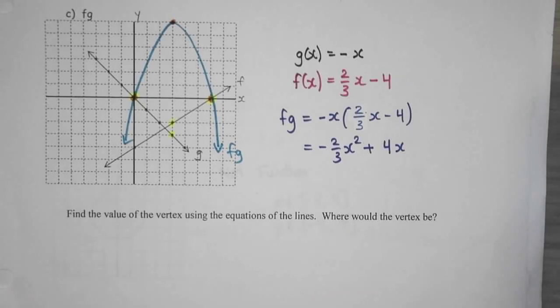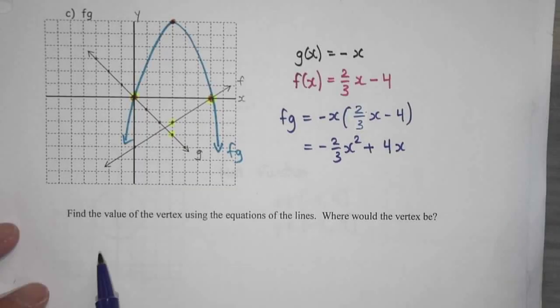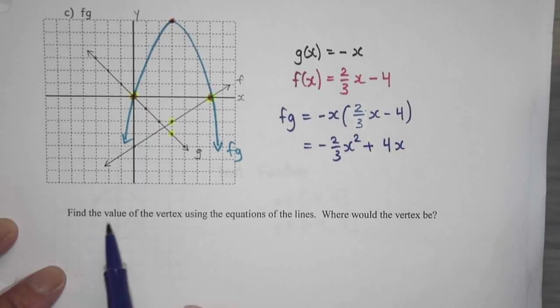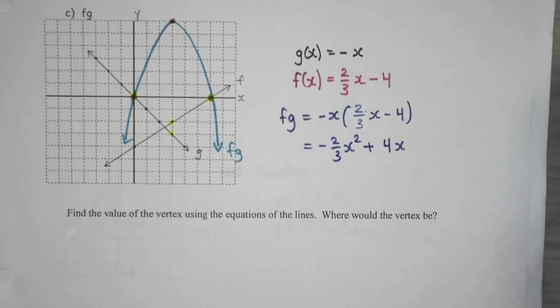Right? So that gets us our equation. So if you want to get the equation from the linear, you could. That gets us our beautiful equation. Over here, I said find the value of the vertex using the equation of the lines.